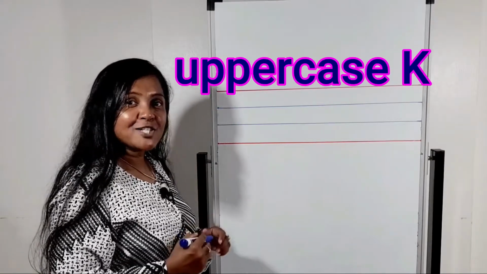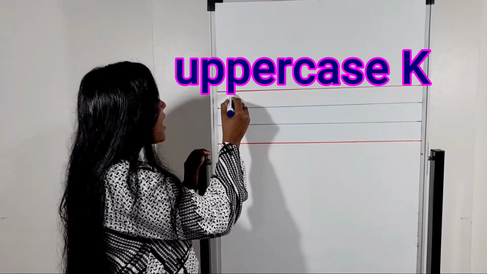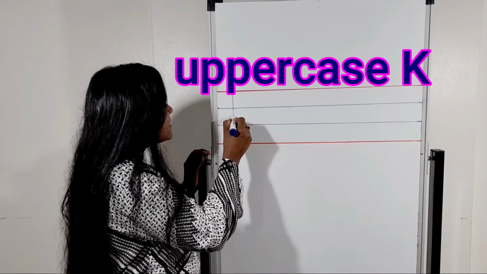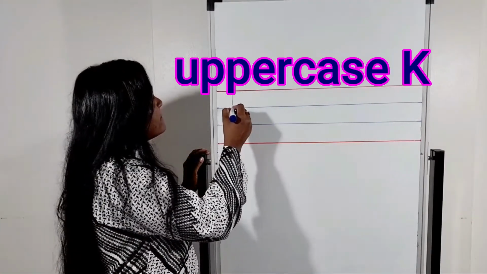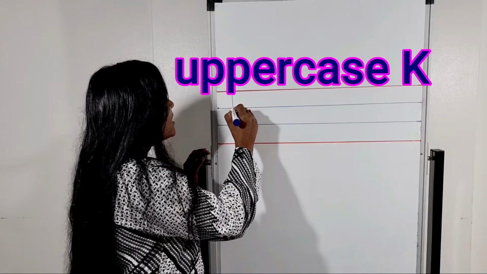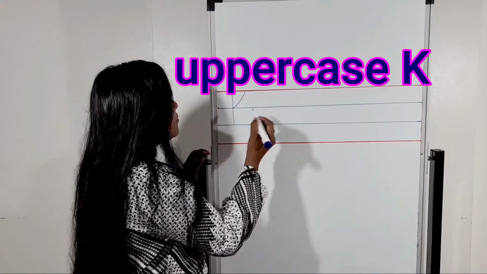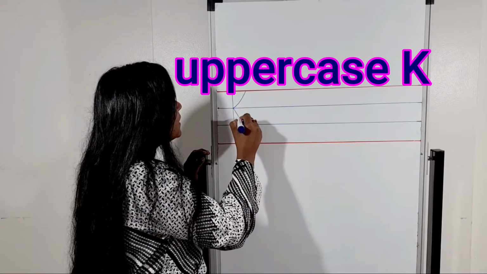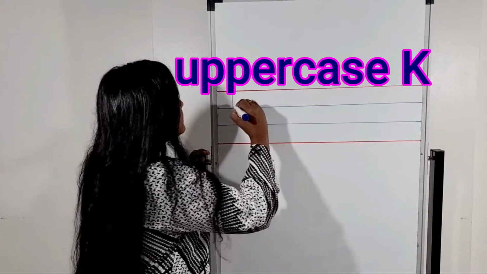Uppercase K, we start from the head line and it goes down to the second tummy line, a standing line. We'll go back to the first tummy line and we'll make a slanting line up to head line. One more slanting line up to second tummy line. This line should be slanting.